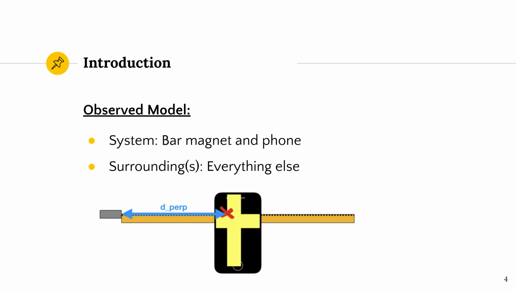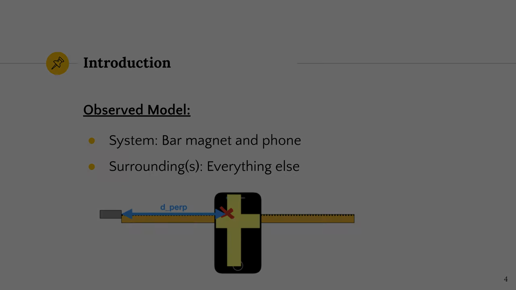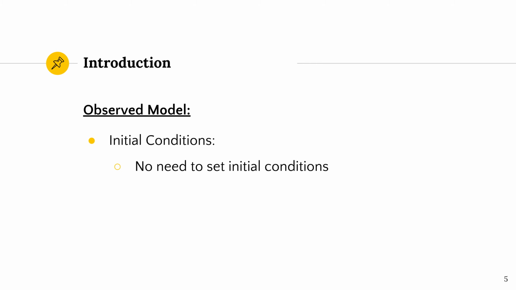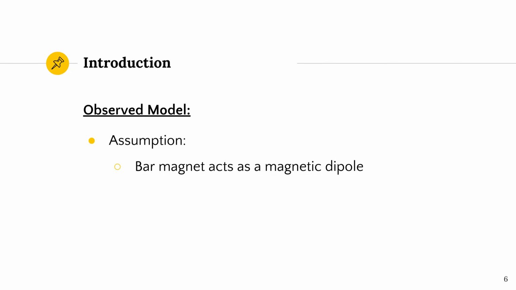The diagram here is the observed model. The system is a bar magnet and phone, and the surrounding is everything else. And for initial conditions, in this case, I haven't really set any initial conditions for this lab. The assumption made is that bar magnet acts as a magnetic dipole.